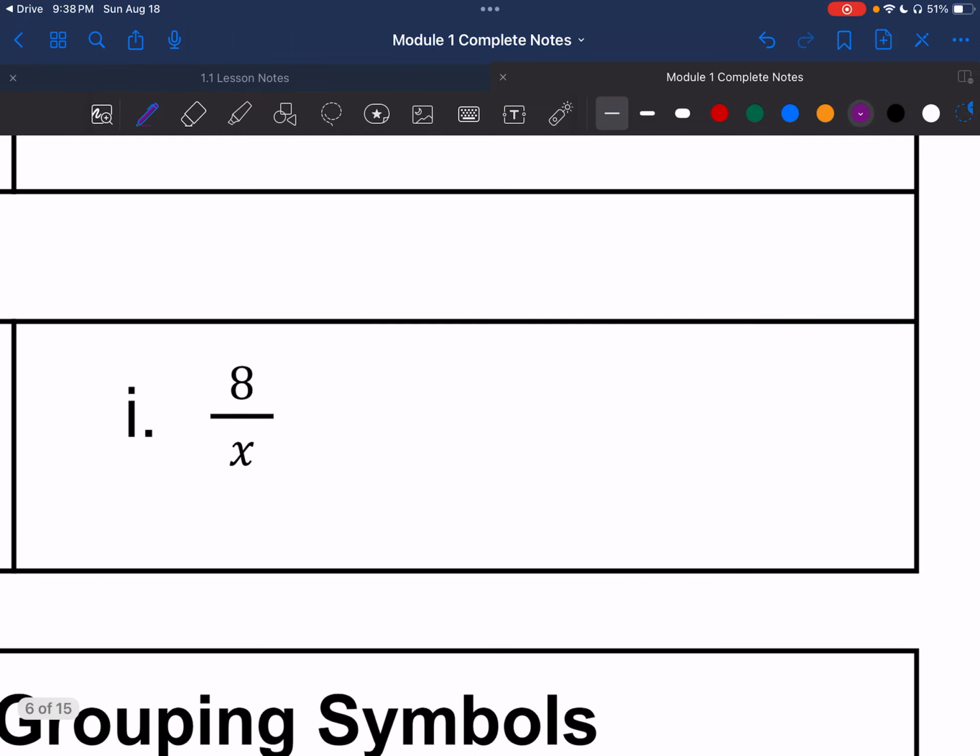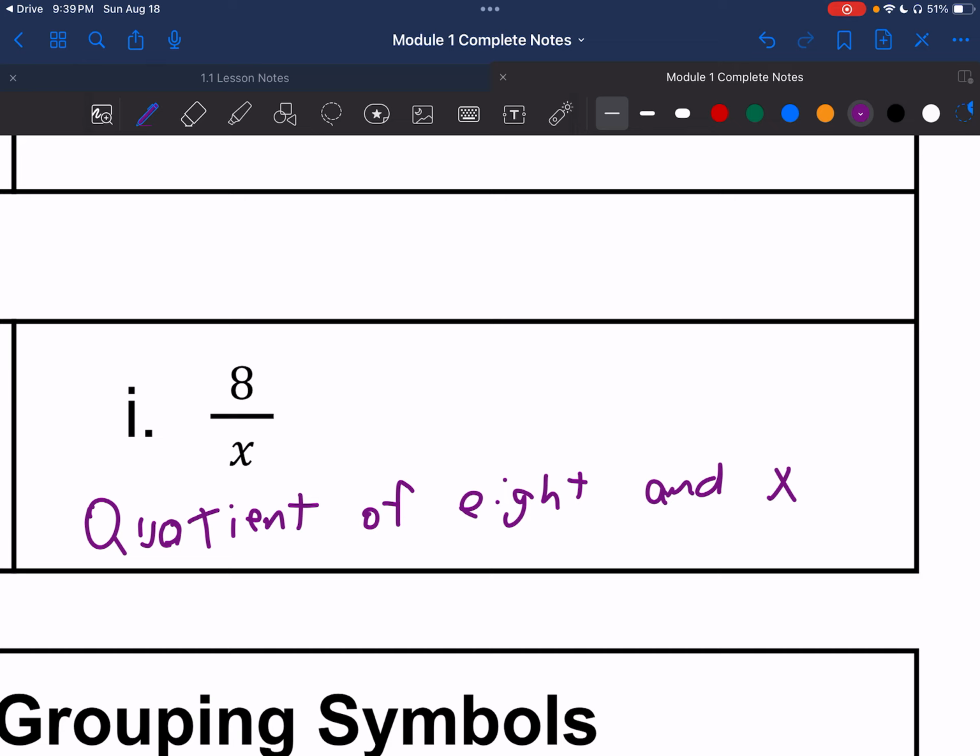And letter I. We have 8 over x. We've got division going on here, so we could just say the quotient of 8 and x. Okay, so we have the quotient of 8 and x.